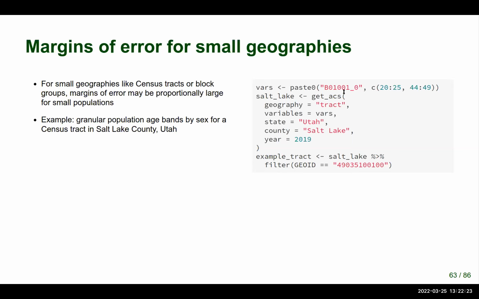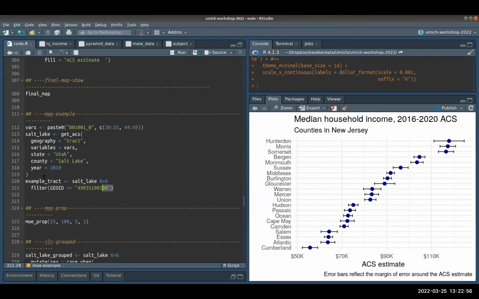I'm pulling down data from the detailed tables on age bands by sex, granular age bands by sex. So sometimes there are 2-year age bands, sometimes 5-year, for a specific census tract that I'm calling example tract in Salt Lake County, Utah. So if you run this code, again, this tract is not meaningful in any particular way. It's used for purposes of illustration. And let's go ahead and take a look at that data. So I'm going to jump back here to RStudio and run that data through, and let's take a peek at it.